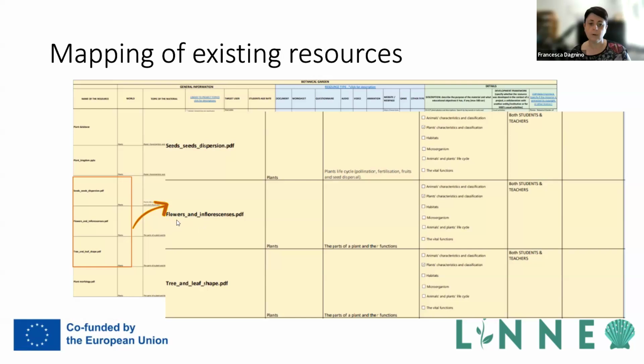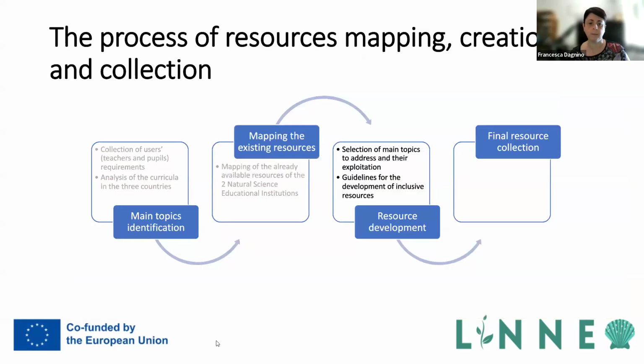So, for example, this is an example of a resource that is a PDF about flowers and inflorescences, and this was mapped against the contents mentioned before. In this case, this resource addresses the topic of plant characteristics and classification. This work allowed us to find some resources already at the disposal of the natural science educational institutions.